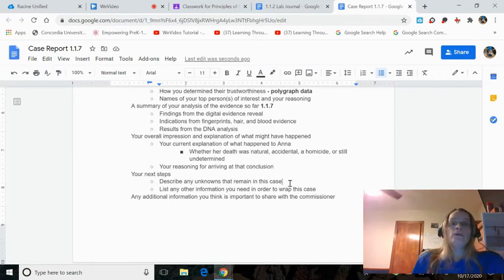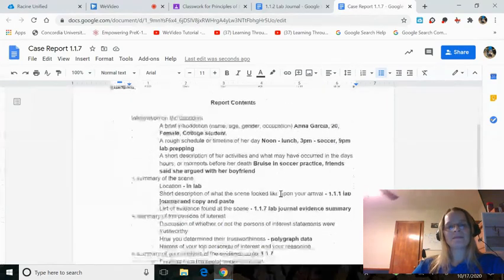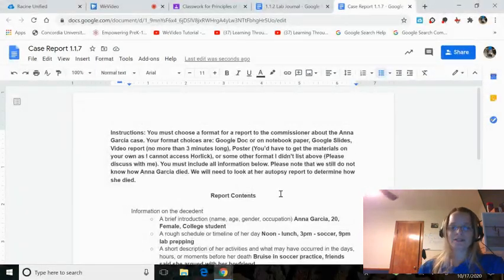Unknowns. We have no idea her medical condition, so we do need to know that. Alibis. I don't know that we have alibis, so that might be something we need to look into. Information we need. We definitely need an autopsy report of some sort and maybe a medical history. Okay? So all of this goes into the format of your choosing.